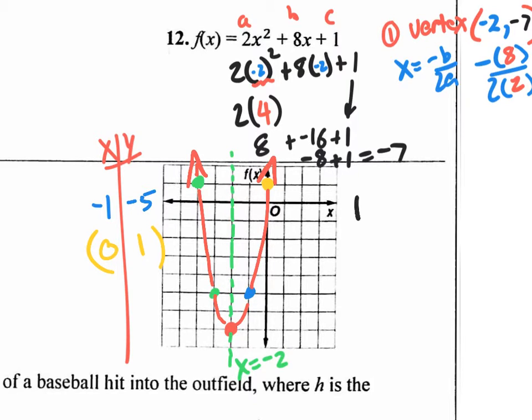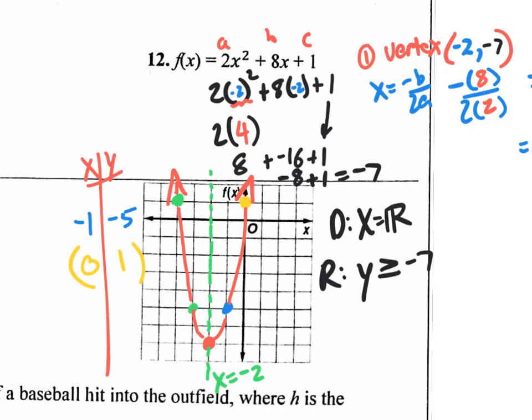Let's state the domain. X equals all real numbers. State the range. Y is, what is it, greater than or equal to or less than or equal to? Greater than or equal to, because the parabola opens up. So it's above the y value of your vertex. So what's the y value of your vertex? Negative 9, negative 7. Yeah.